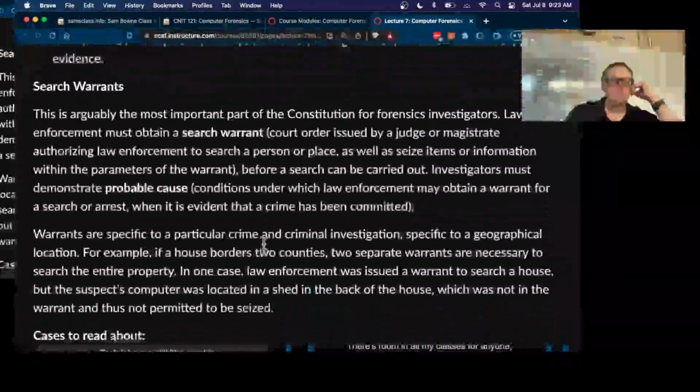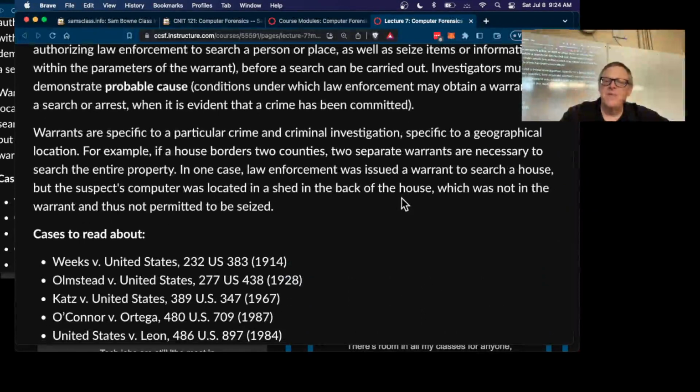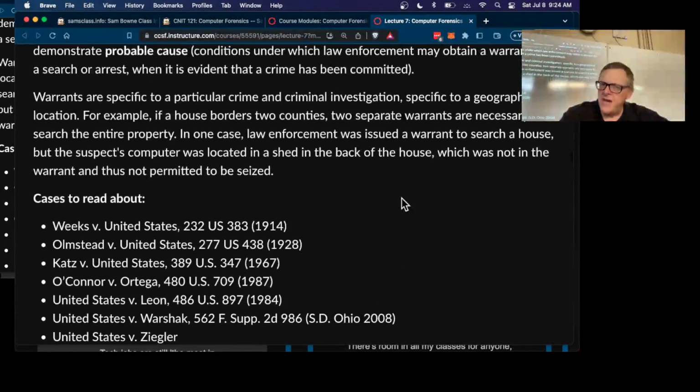All right. So search warrants are the most important part for us. Law enforcement must obtain a search warrant before they can go somewhere and seize the computers and cell phones and other devices. And the warrant does not give them carte blanche to take anything they want. The warrant will specify you're only allowed to take these things from this location. This has been a big problem for taking down botnets.